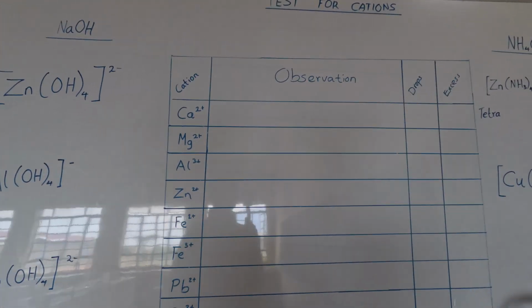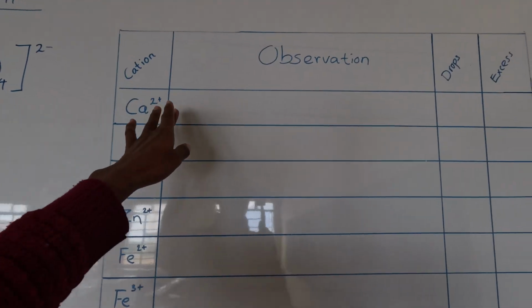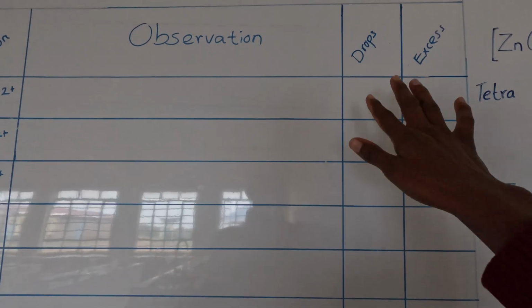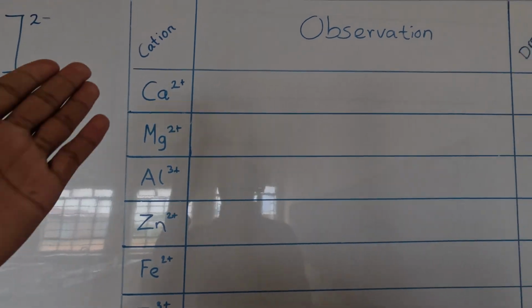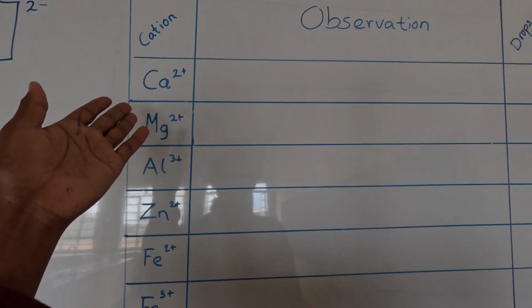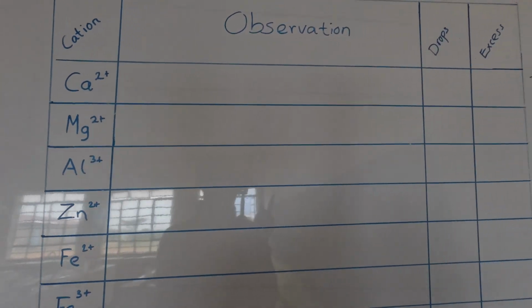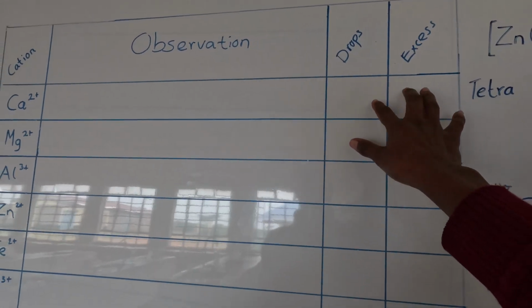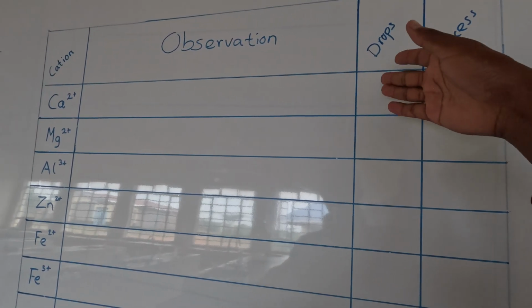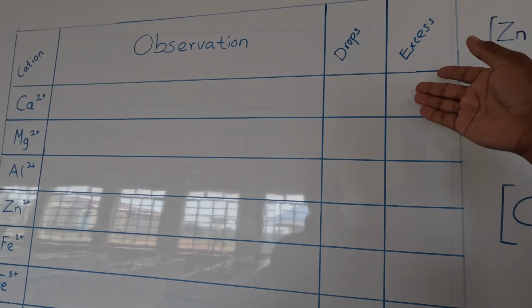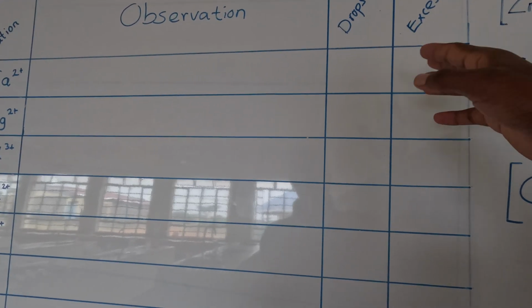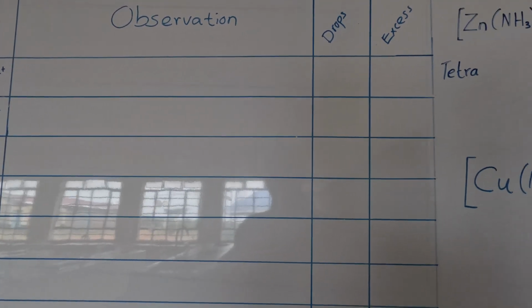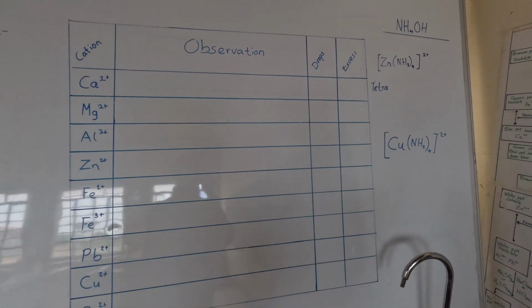In this step, I'm going to show you how to take your observation. I've already prepared the table of tests for cations, so I don't want to place the inferences there. Here I'm going to place a tick if there is a precipitate. If in excess it dissolves, I'll put an X. If it does not dissolve, it is insoluble, I'll put ticks.